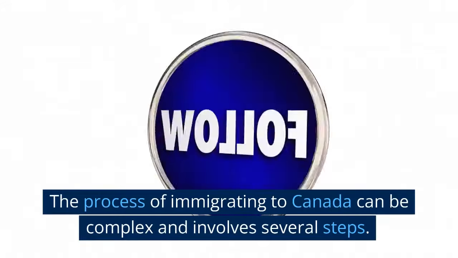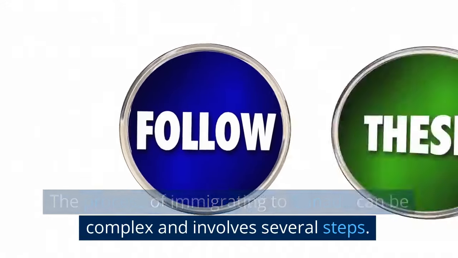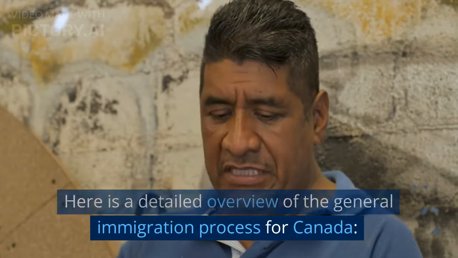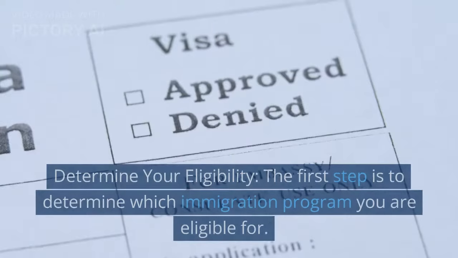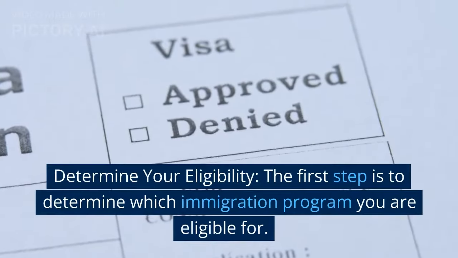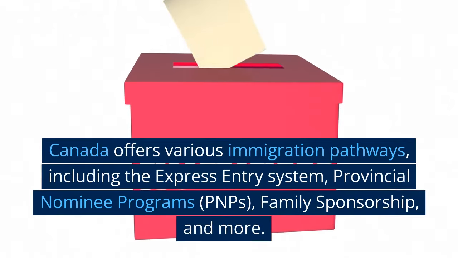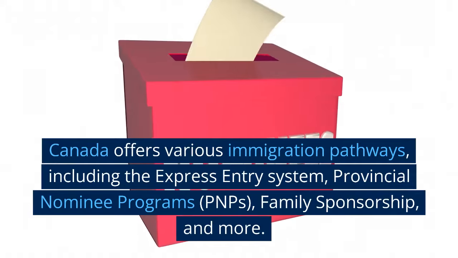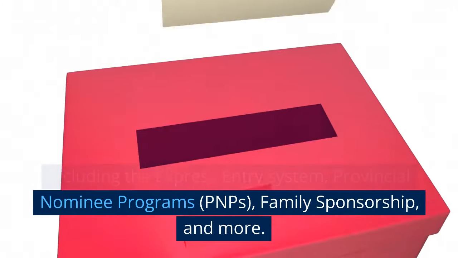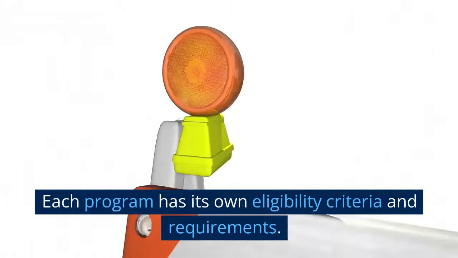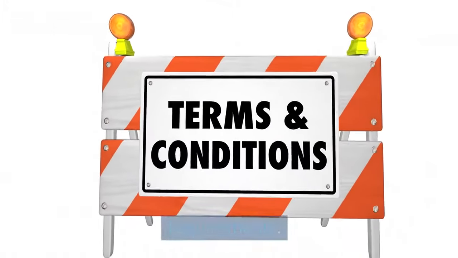The process of immigrating to Canada can be complex and involves several steps. Here is a detailed overview of the general immigration process for Canada. Determine your eligibility. The first step is to determine which immigration program you are eligible for. Canada offers various immigration pathways, including the Express Entry System, Provincial Nominee Programs, PNPs, Family Sponsorship, and more. Each program has its own eligibility criteria and requirements.